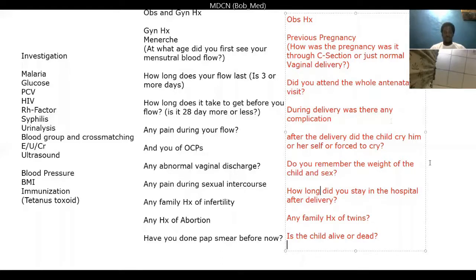So in summary, doctor, this is what you need to ask in your obs and gyne history. For any gynecological clerking you are doing, always ask these two. Before you move to the previous family history, before you move to the previous medical history, all those ones are always constant there.